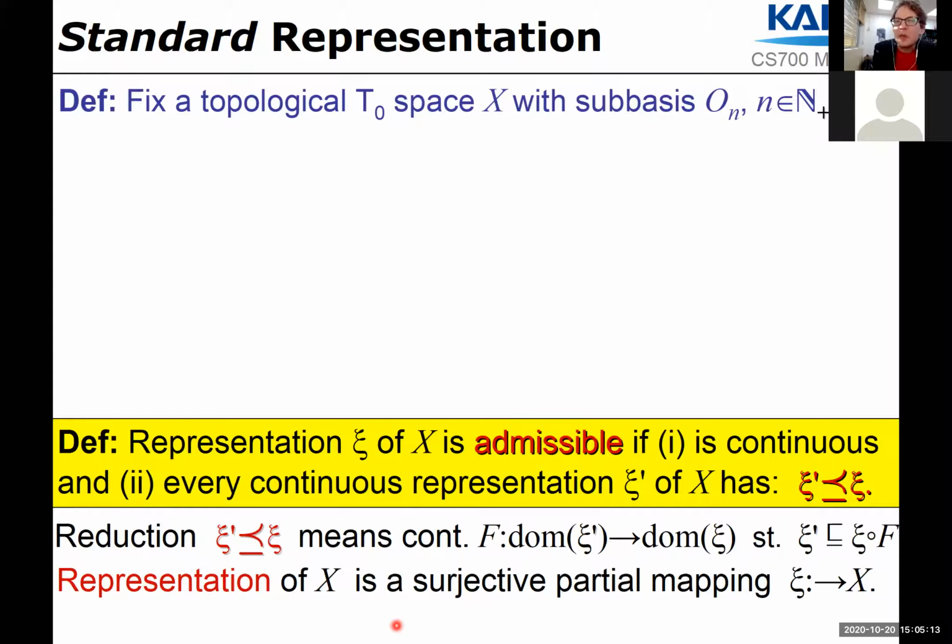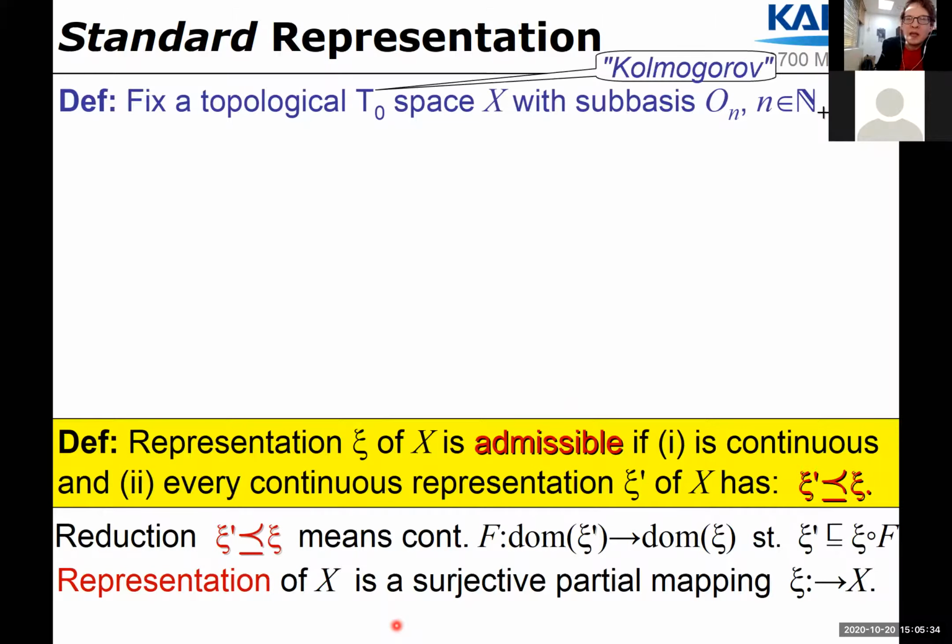And yeah, if you're not familiar with subbases, just think of a basis. And if you're not familiar with spaces, just think of the collection of open balls with dyadic centers and dyadic radii, open balls, if you prefer to think in the particular setting of metric spaces.